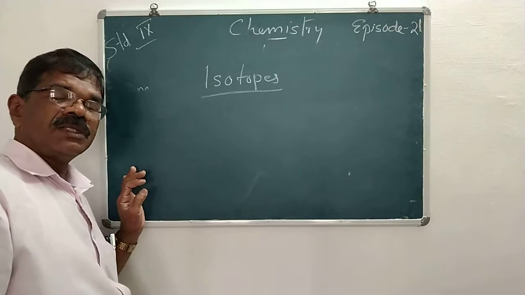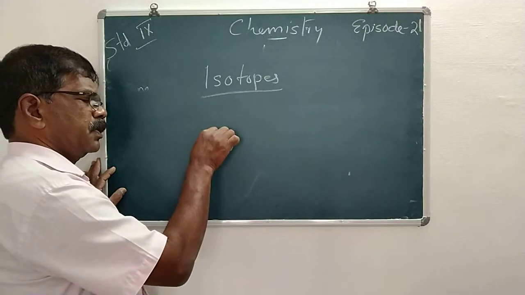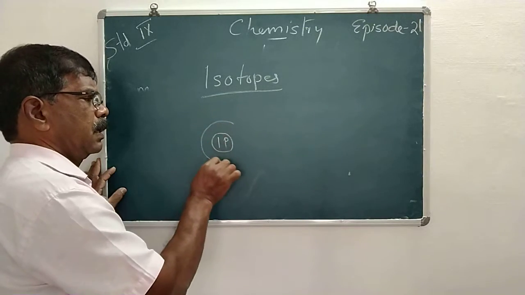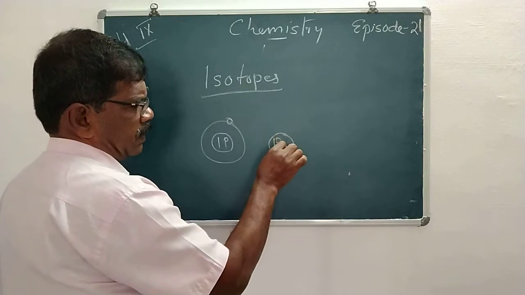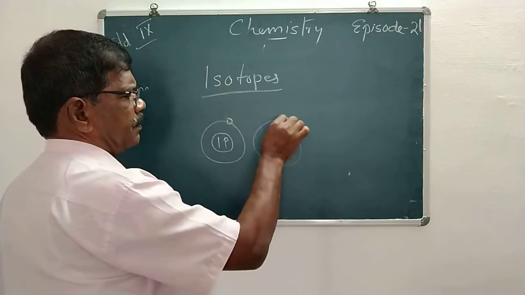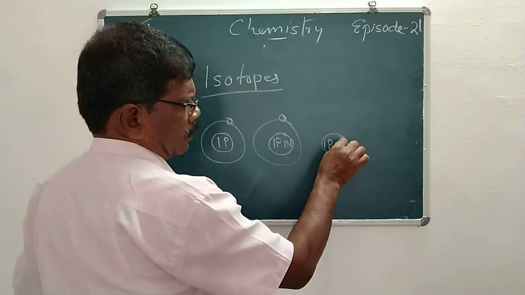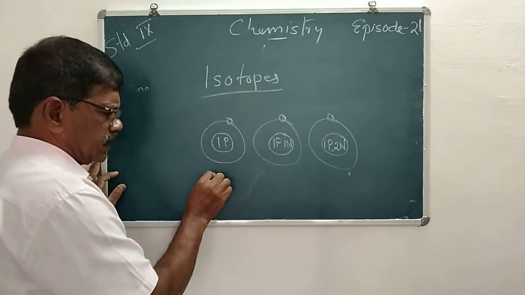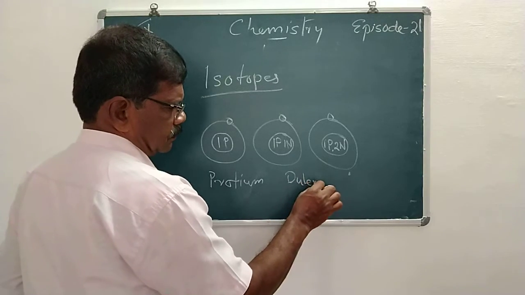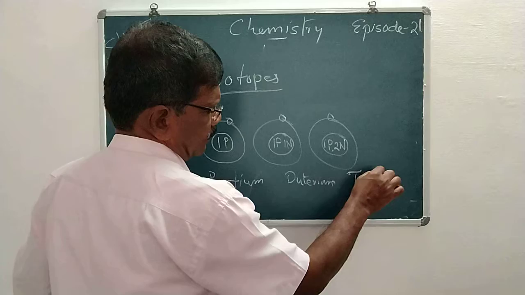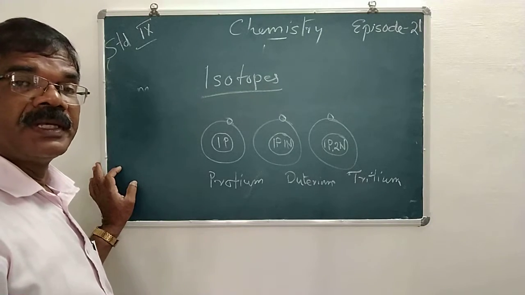So, in this universe, hydrogen can be found in 3 states. For example, one is protium. Protium contains only 1 proton and 1 electron. Then another hydrogen contains a nucleus with 1 proton and 1 neutron, with the same electron. Then another hydrogen has a nucleus with 1 proton and 2 neutrons. This is protium. This is deuterium. This is tritium. These are the isotopes of hydrogen.